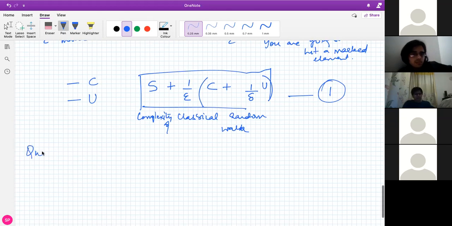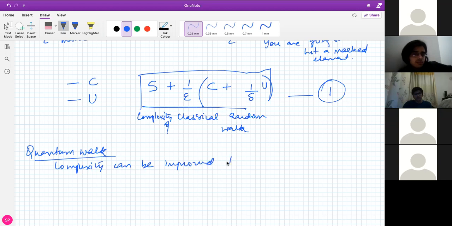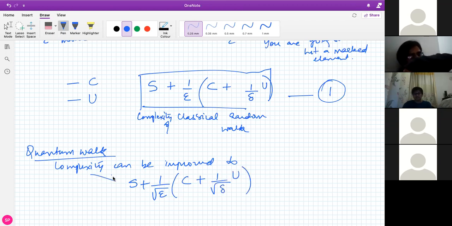Now what I'm going to show is that in the quantum case, we can bring this down to S plus 1 by root over epsilon times C plus 1 by root over delta times U. We're going to achieve this.